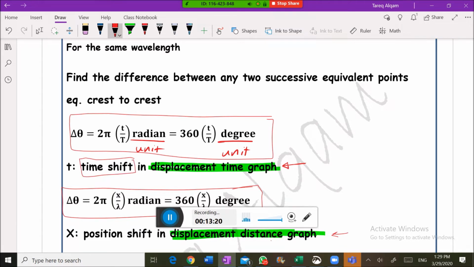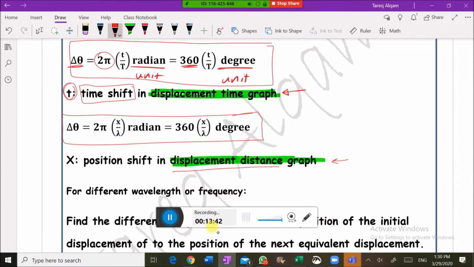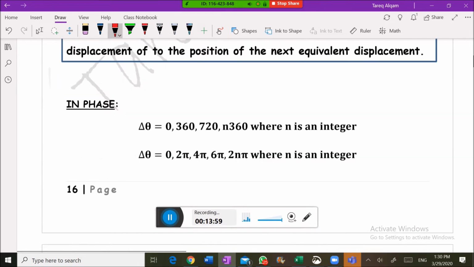I have to find the shift of the time like this. This is t. T is called what? Shift in time. This shift in time divided by the period multiplied by 2 pi, I can find the phase difference. Or instead, if I want it in degrees, I can multiply it by 360. If you are given a displacement-distance graph, I have to find the position shift, x. In this case, I divide the position shift over lambda times 2 pi, or 360 if I want to find it in degrees. Let me show you something. I will show you that later on.